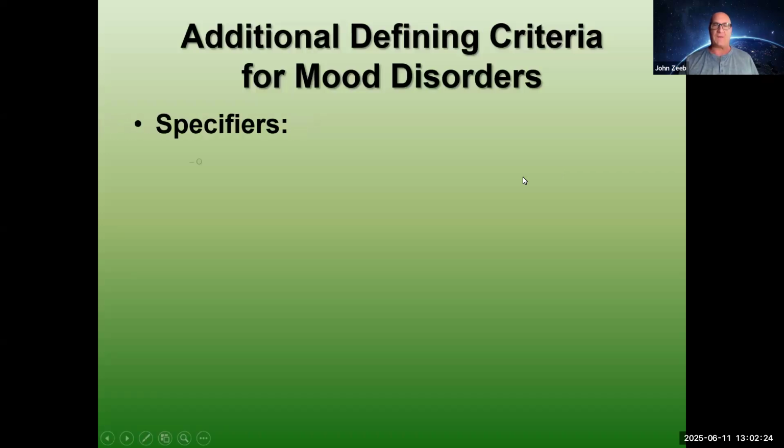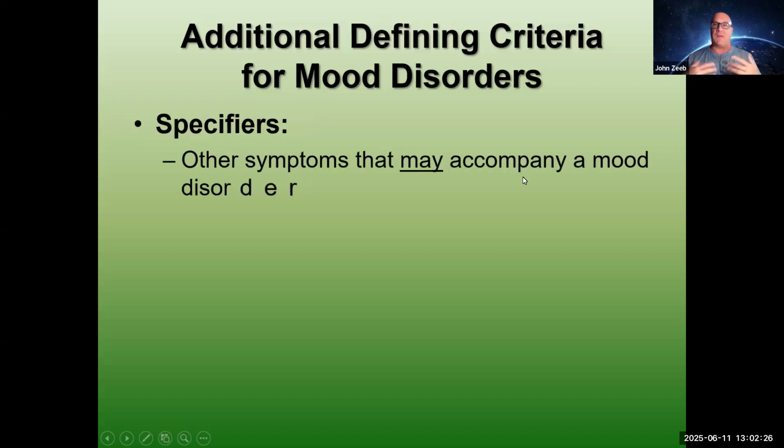Okay, so specifiers are technically other symptoms that may accompany a mood disorder. Sometimes they occur, sometimes they do not occur. It's different from person to person, but they're important to note for the psychologist because it helps to direct treatment. In other words, it dictates what treatment should be used, guiding the therapist to use the most effective treatment based on what's presenting in the client.